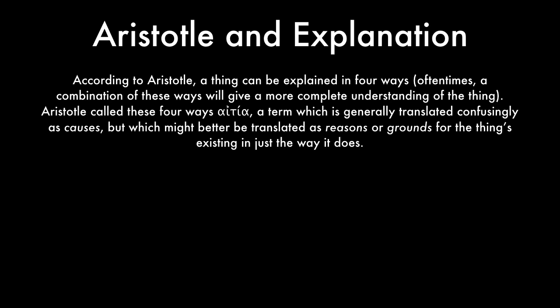According to Aristotle, a thing can be explained in 4 ways, and these ways aren't conflicting with one another. Oftentimes, a combination of these ways will get a more complete understanding of the thing in question. Aristotle called these 4 ways aitia, a term which is generally translated confusingly as causes into English, but which might better be translated as reasons or grounds for the thing's existing in just the way it does. I'll continue to use the word causes for Aristotle's 4 grounds or reasons or ways, because causes is the standard way of talking about Aristotle's 4 grounds or reasons.